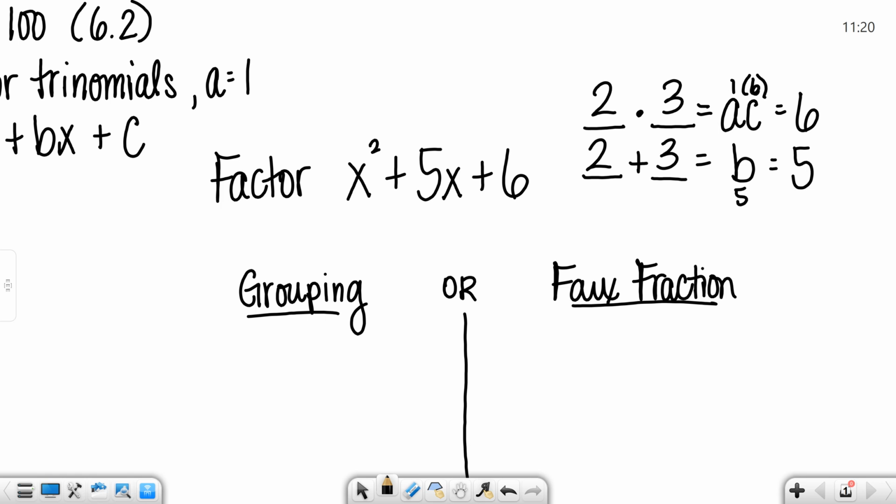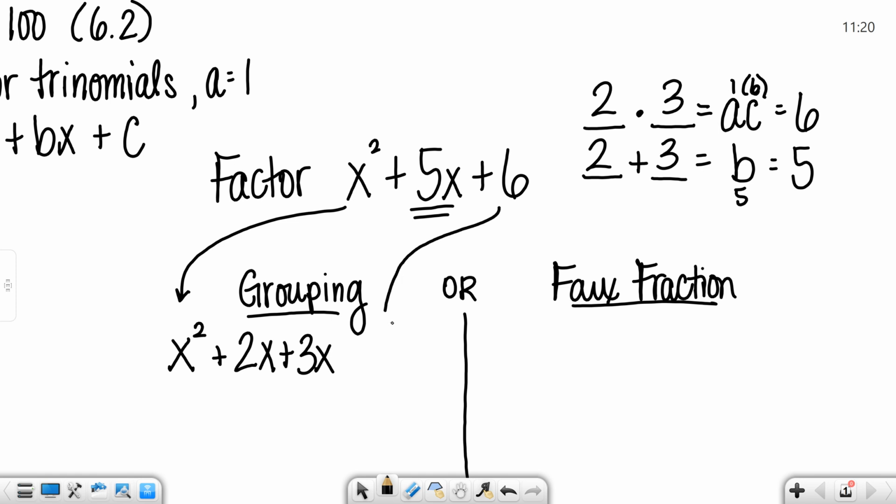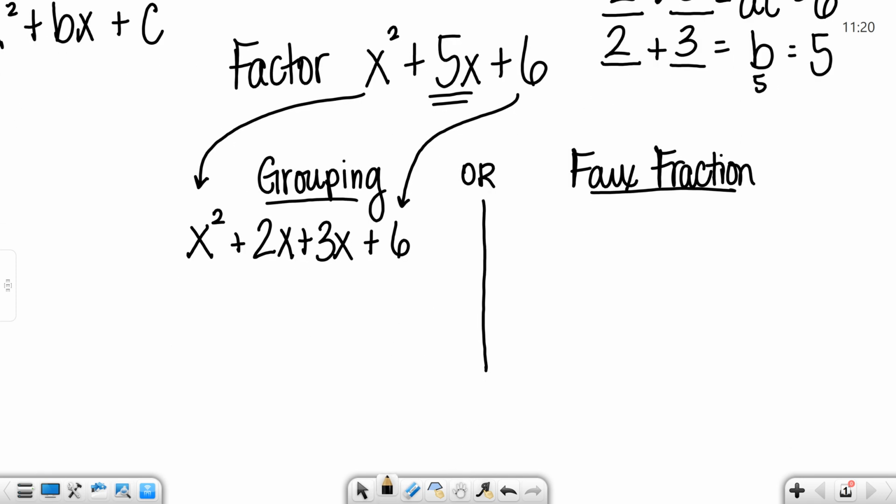Okay, when you are grouping, here's what we're going to do. Our first term is going to come down. Okay, this x squared, it just comes down. Our middle term, the 5x, we replace that with the 2 values we just found, that 2 and 3, but we put the x with them because 2x plus 3x, notice that is 5x. And then we take our 6 and it comes down. All right, and so from section 1, now we have 4 terms and we would group. All right, we would group.